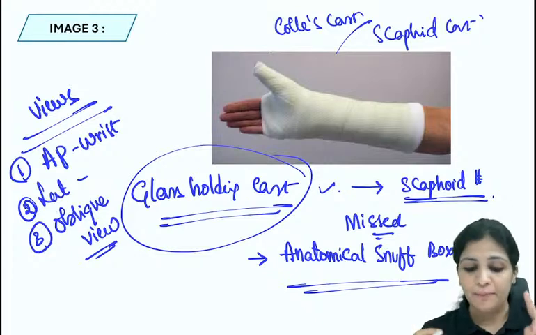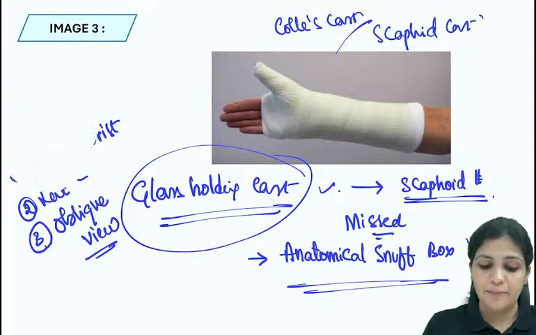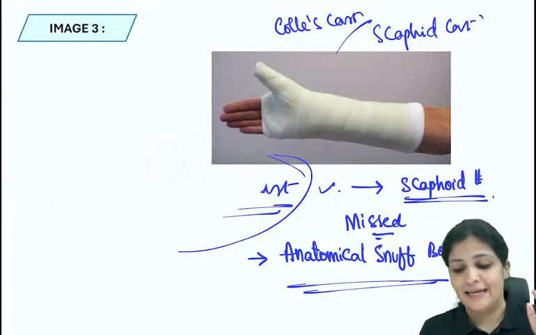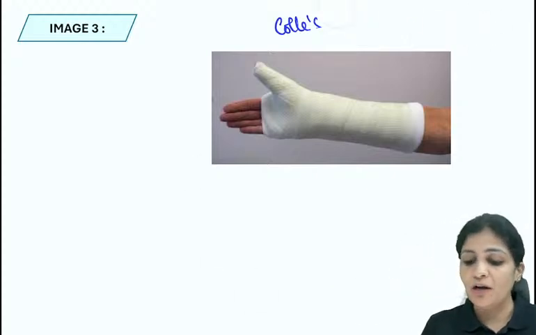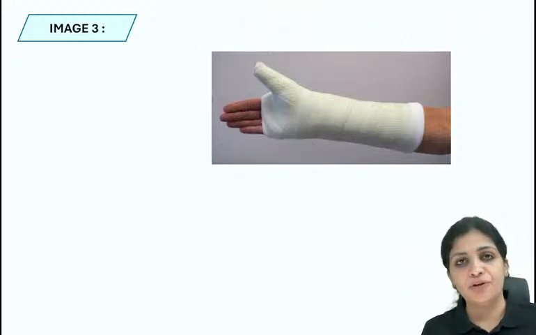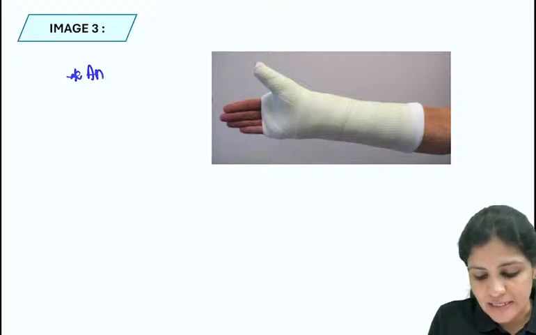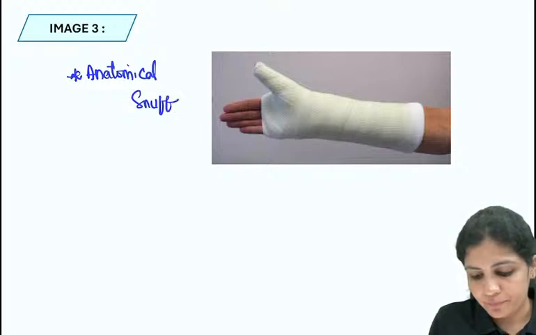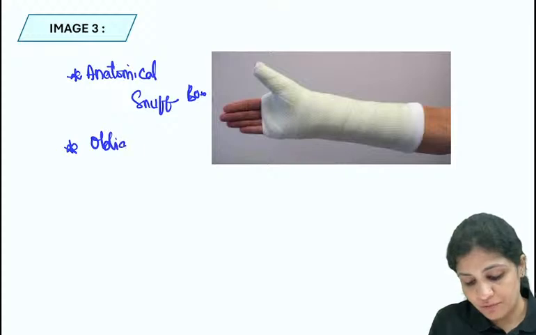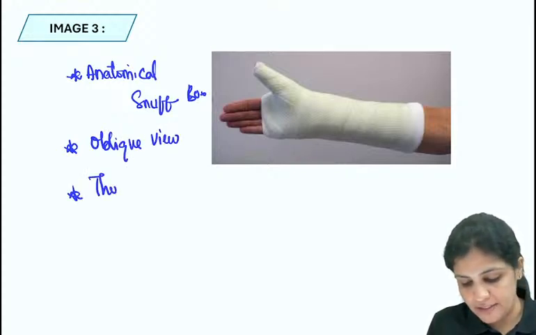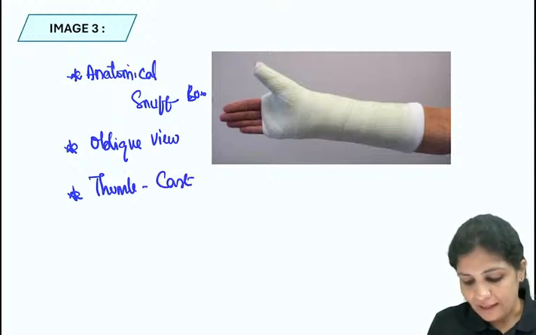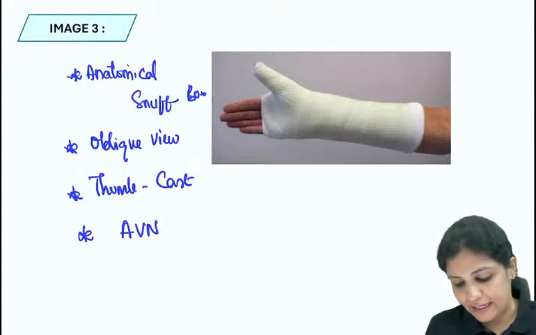And one more thing you have to remember, the scaphoid is one of the most important carpal bones which is usually missed, and you have to go for three views, AP, lateral and the oblique view, and you have to examine the anatomical snuff box. So anatomical snuff box is one buzzword which you have to remember, and the second one is the oblique view, because the other two you already know, and the thumb is included in the cast.